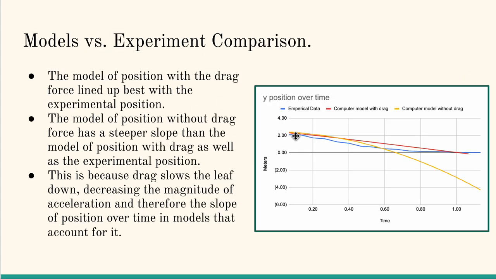So as you can see, the model position with the drag force lined up best with the experimental position. The model position without the drag force has a much steeper slope right here than the model position with the drag force, as well as the experimental position. This is because the drag force slows the leaf down, decreasing the magnitude of acceleration, and therefore the slope of position over time is more steep in models that don't account for the drag force.